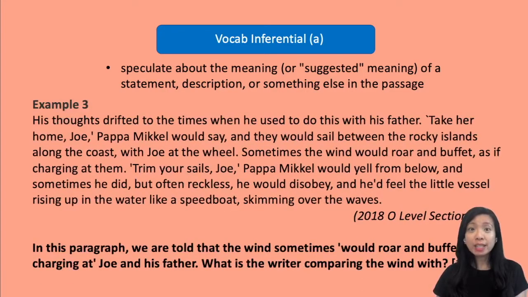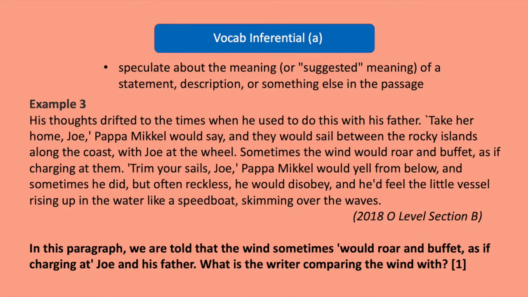His thoughts drifted to the times when he used to do this with his father. "Take her home, Joe," Papa Mikel would say, and they would sail between the rocky islands along the coast with Joe at the wheel. Sometimes the wind would roar and buffet as if charging at them. "Trim your sails, Joe," Papa Mikel would yell from below, and sometimes he did, but often, reckless, he would disobey, and he'd feel the little vessel rising up in the water like a speedboat skimming over the waves.